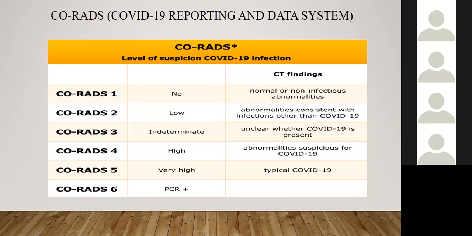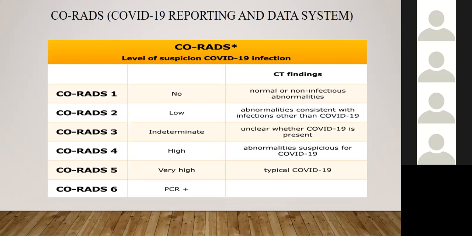Okay, maybe the patient now has COVID but doesn't have classic imaging features. So they'll tell you the abnormalities, but it's not so consistent with COVID. If it's intermediate, there'll be abnormalities, but it will be unclear whether COVID is present. But if it's CORADS 4, then the abnormalities are suspicious of COVID.